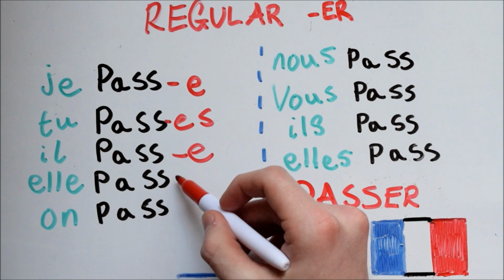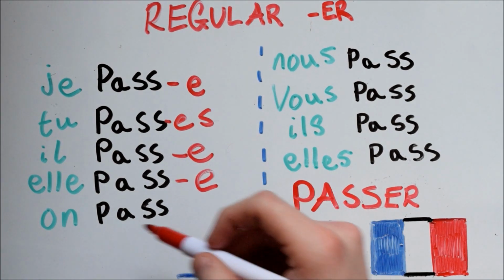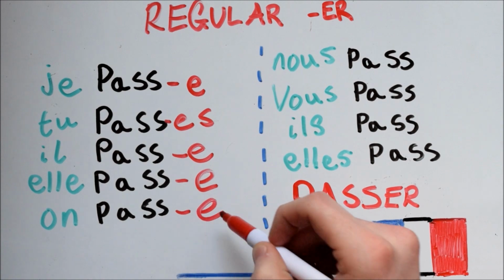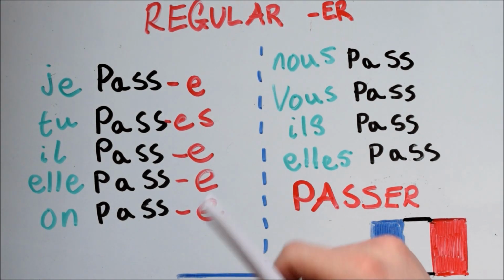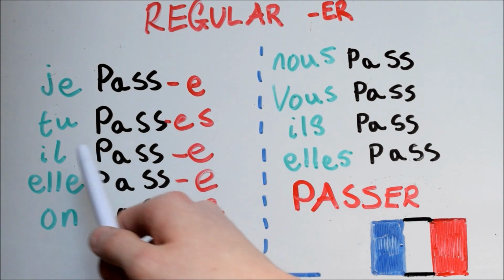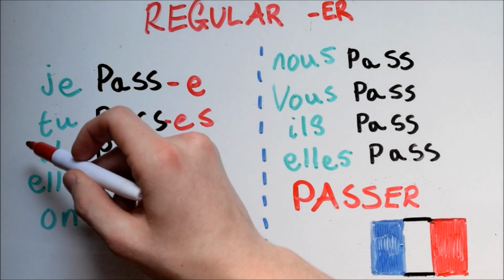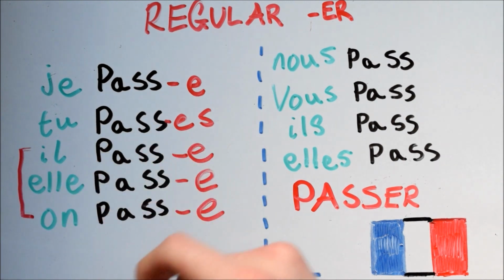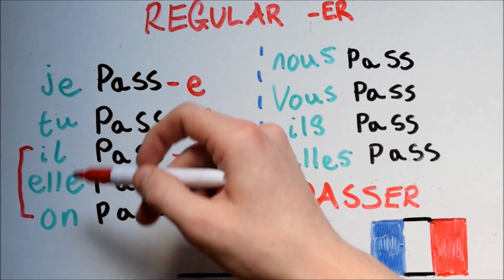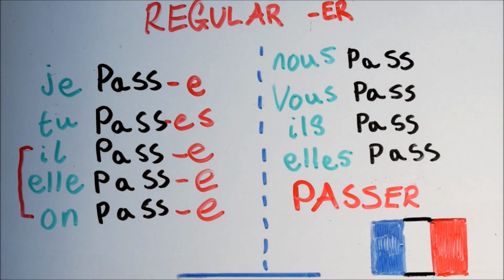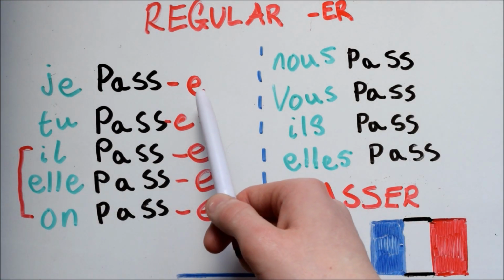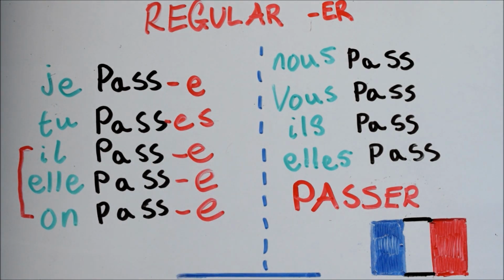Then, for she, we also add an E. And for one, it is also an E. Je passe, tu passes, il passe, elle passe, on passe. Okay? One thing to also note is that usually when written, these three here are grouped together, il, elle and on. You may have learnt that from last lesson. They're grouped together because they always have the same ending. That is the reason why je passe isn't grouped with il, elle and on.